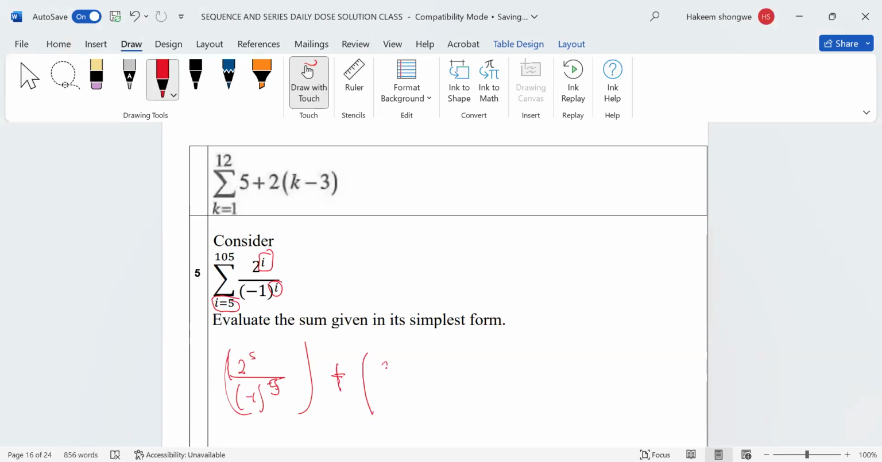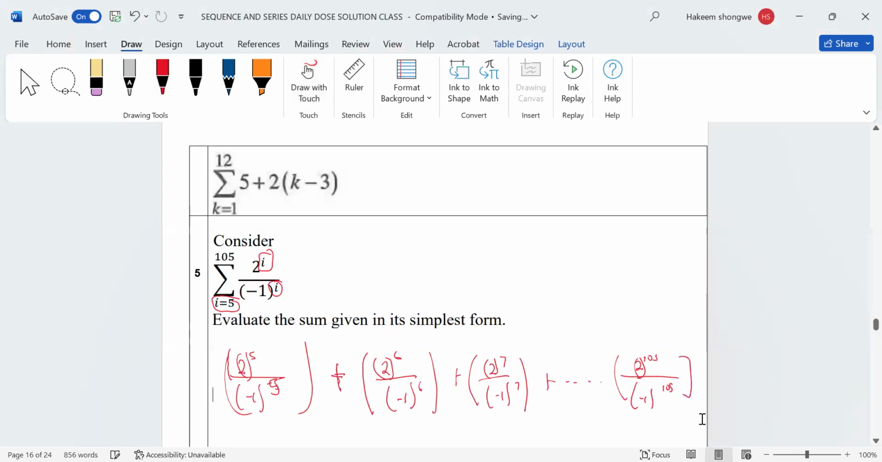Okay, what is the next value that we're going to substitute? It's 6. And then if we put 6, we're supposed to also put 6 here. Okay, plus we are going to have 2 to the power of 7, and then you put it inside the bracket, by the way. So here you have minus 1, 2 to the power of 7. Plus dot dot, and then we go to the value that we substitute to get the last term. It's 2 to the power of 105 all over minus 1 to the power of 105.